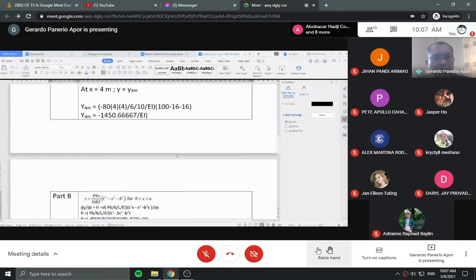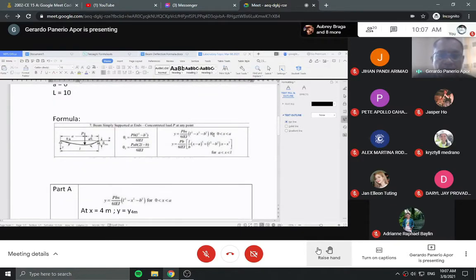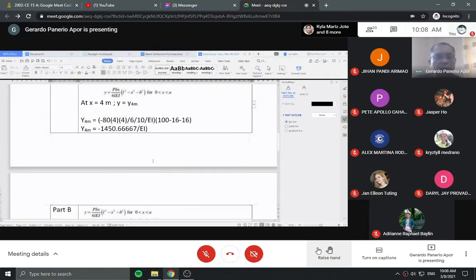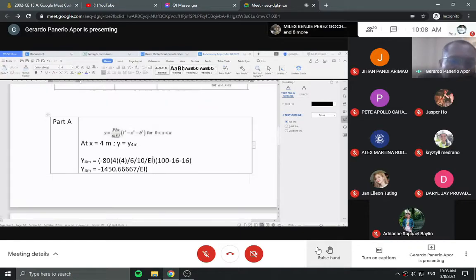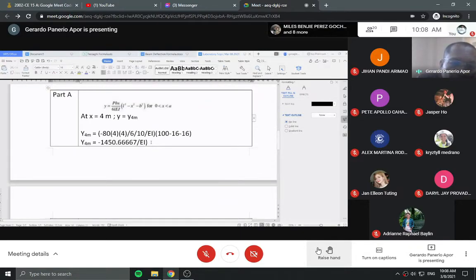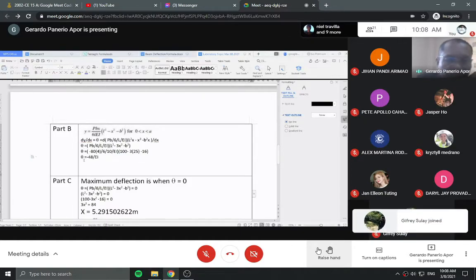That means we can use one of these equations. Just understand what the condition is at the end, because it depends on the location of your concentrated load. So part A, this is the deflection 1450. Then the maximum theta at 5, maybe I will put a subscript here, 5.